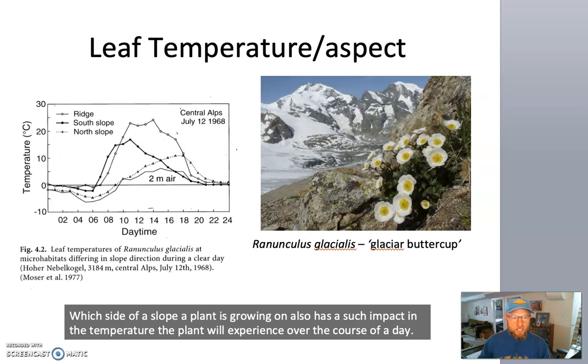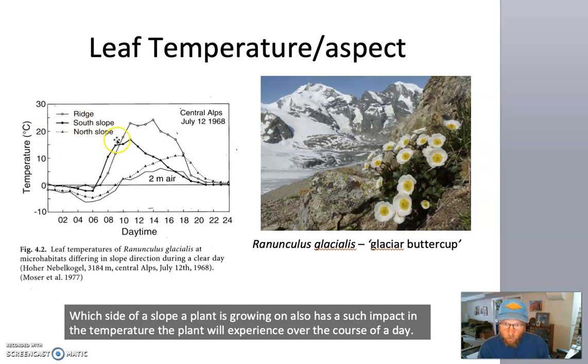And then the other factor of leaf temperature is what side of the slope a plant is growing on. So south facing in North America is going to be the side of the slope that's going to get more sun, whereas the north facing slope is facing away from the sun, and so it's going to get a lot less direct solar radiation.